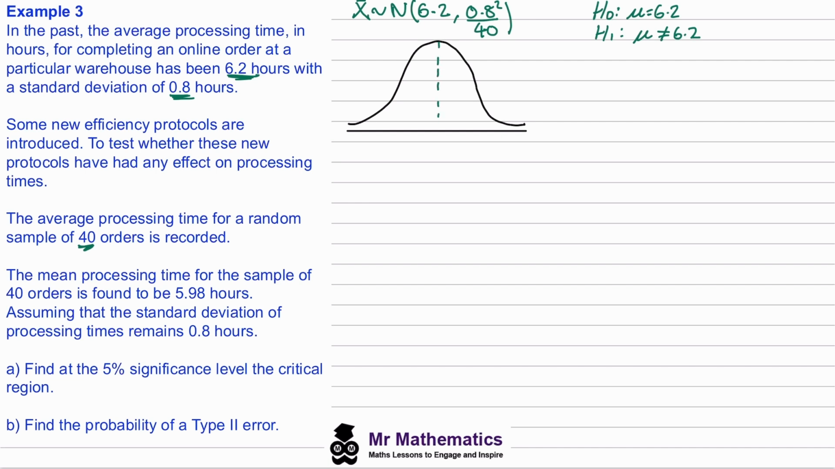We know the peak is at the expected value, 6.2. We'll label this critical value as C1 and this one as C2. And each of these critical regions will have an area half of that significance level, so 2.5%. So then we need to find the probability of x bar being less than C1 and the probability of x bar being greater than C2. Both will be equal to 2.5%.